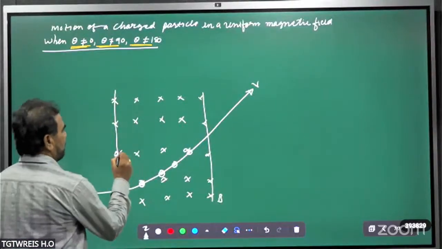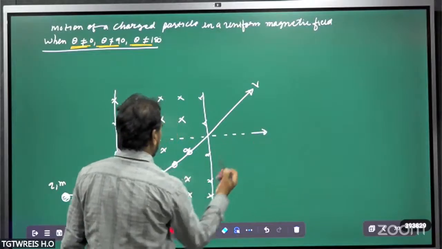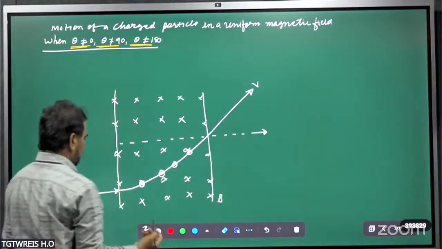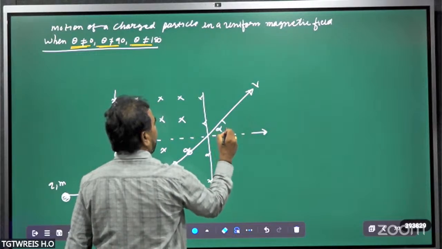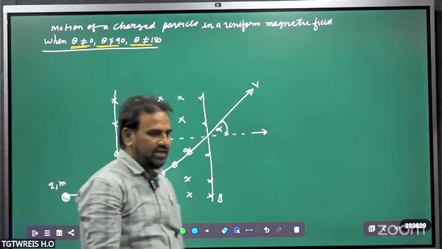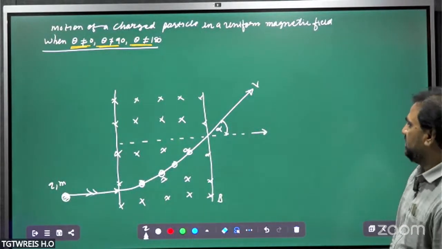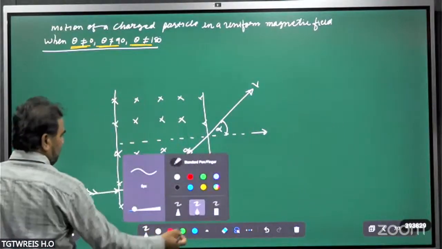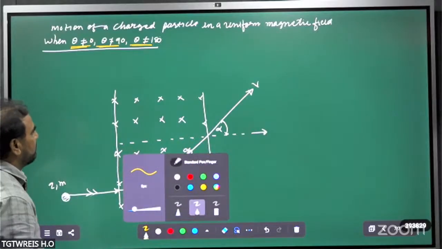Okay. When it makes some angle at this point, the angle of deviation, this is the original direction, and this is the deflected direction. The angle between the original direction and the deflected direction is called alpha. So what is alpha? With what angle would it be made with the original direction? Okay, that is what we should calculate now. How much angle would it make with the original direction when it emerges from the field?